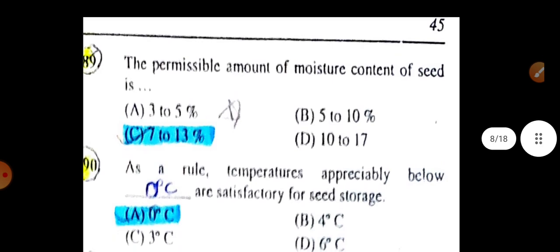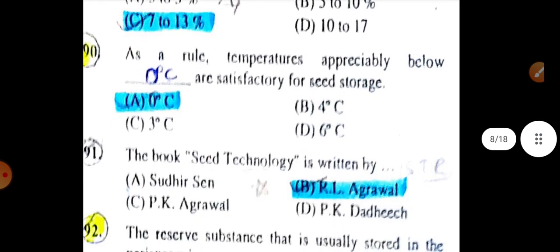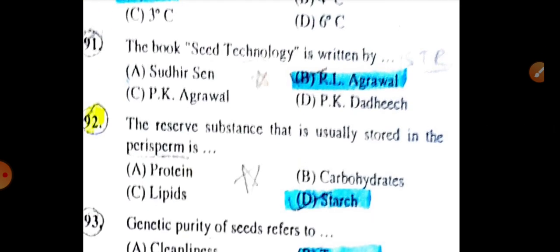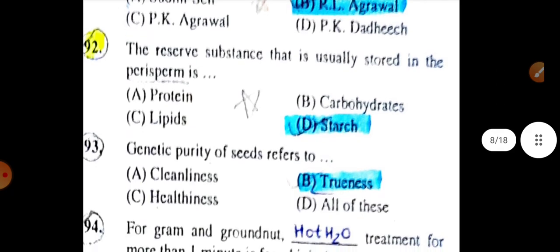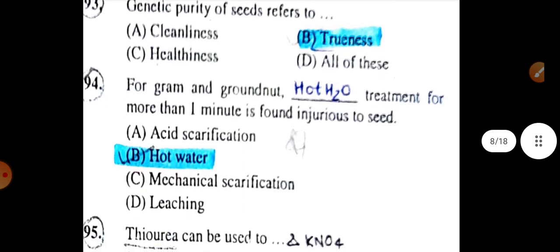The permissible amount of moisture content of seed is 7 to 13%. As a rule, temperatures appreciably below 0 degrees are satisfactory for seed storage. A book, Seed Technology, was written by R.L. Agrawal. The reserve substance that is usually stored in perisperm is starch. Genetic purity of seed is referred to as trueness.